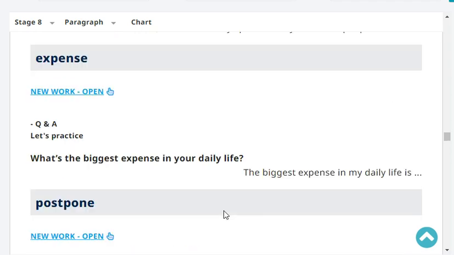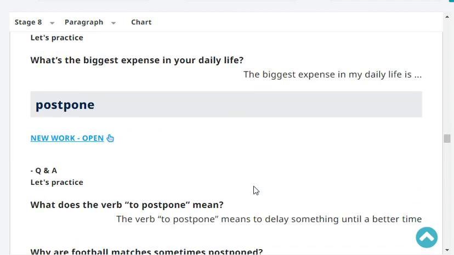What's the biggest expense in your daily life? The biggest expense in my daily life is transportation. Very good.